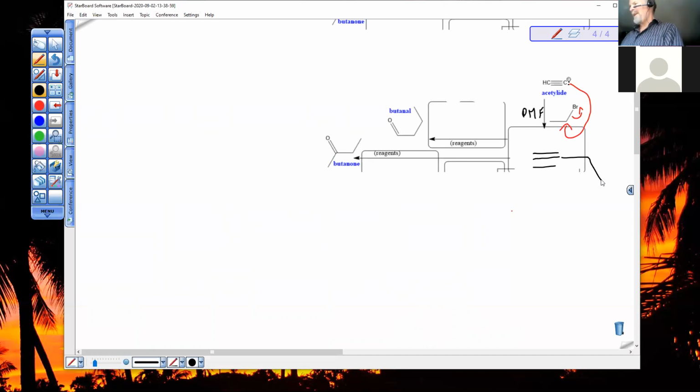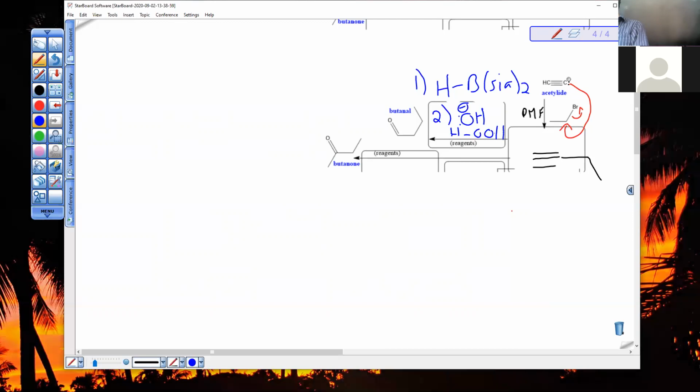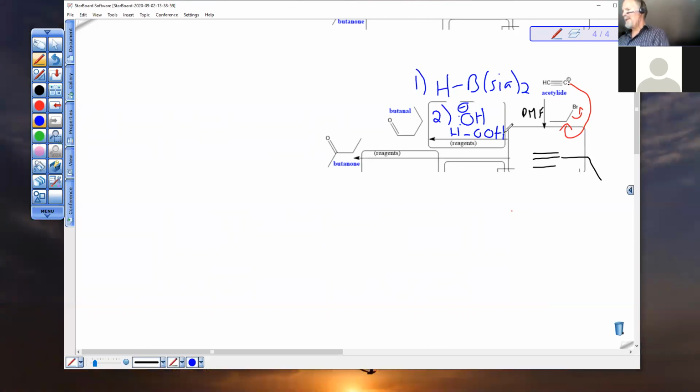And I forgot to grab the chemicals. I should have got this from the answer key, huh? Well, on the top reaction, we had HB-Sia2 in step 1. In step 2, OH negative and hydrogen peroxide. Okay.